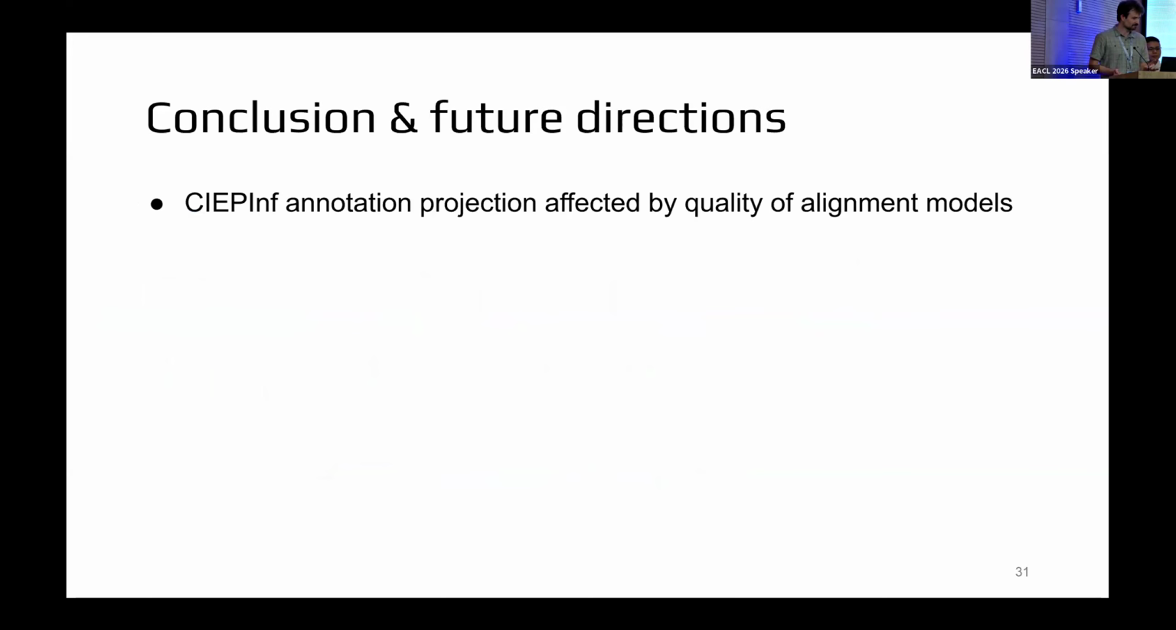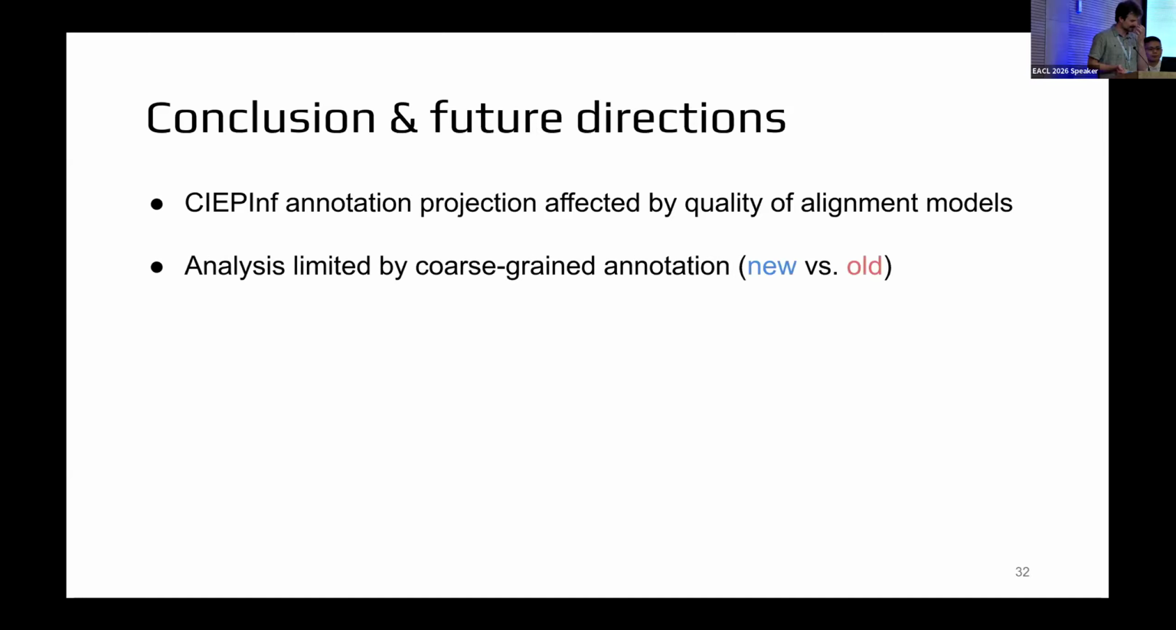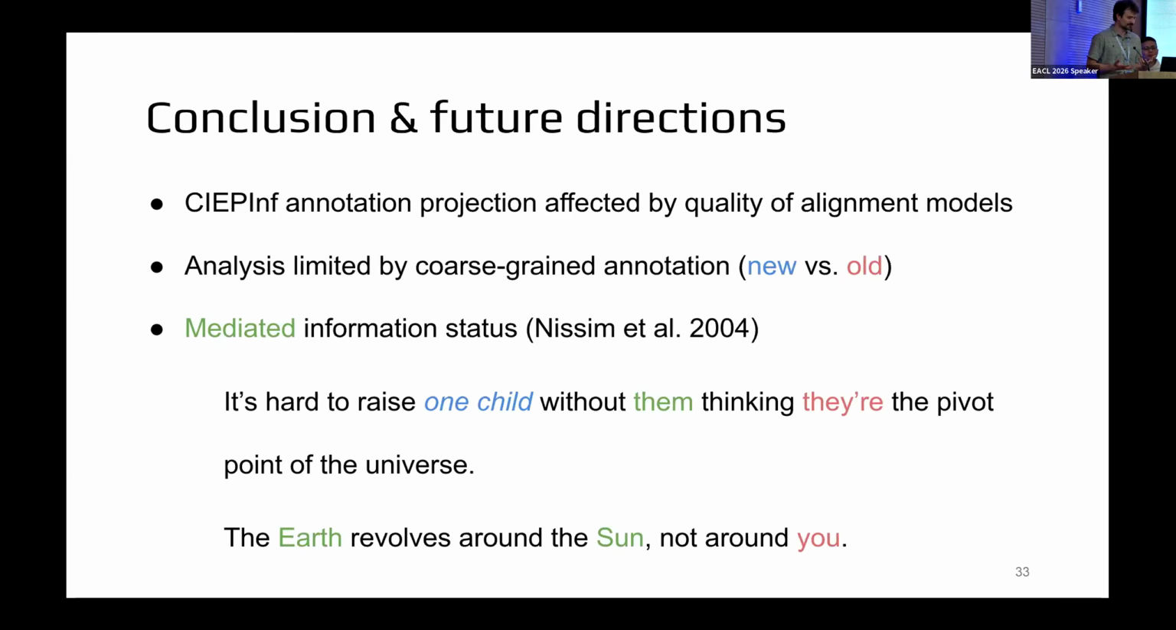So what are we to make of this? Firstly, it depends very much on the quality of the projections. I think since we ran the experiments for our preliminary results, the alignment models got a lot better, so this already helps a lot. And then another thing that we need to address is that our analysis of information status is too coarse-grained. We only have two categories, new and old, while in the literature there's usually a third major type of information status, that's mediated. It's somewhere in between new and given.